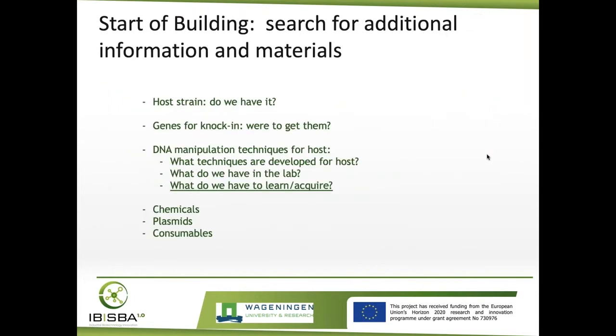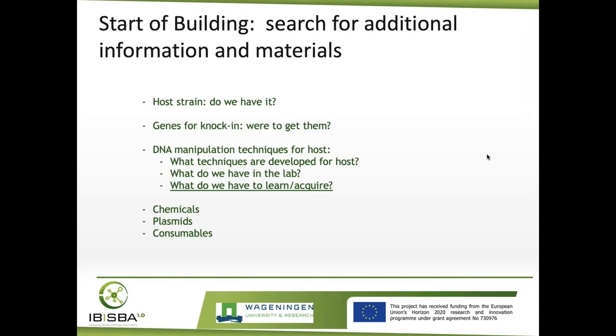Now, we want to start building. So we need to search for additional information and materials. For example, do we have the strain? Do we need to order it? Where to get those genes for knock-ins, for example? Do we have available, and are we able to use specific DNA manipulation techniques for the host?